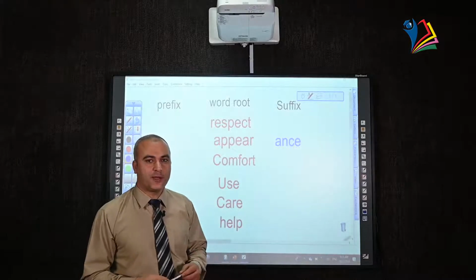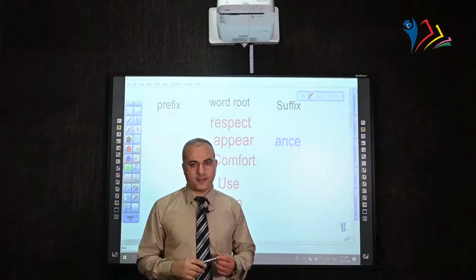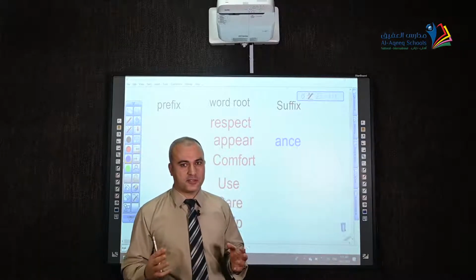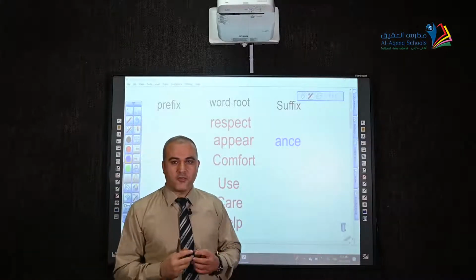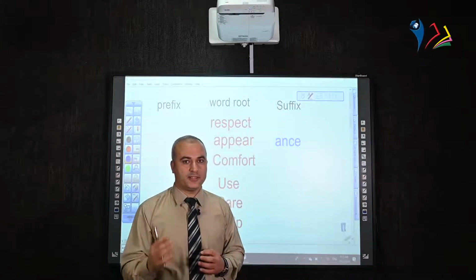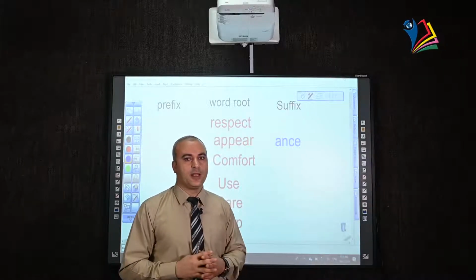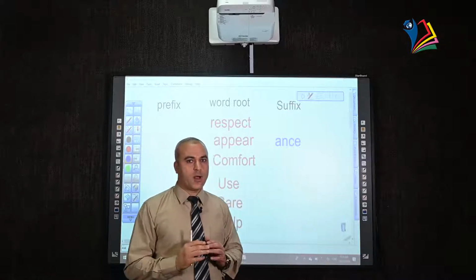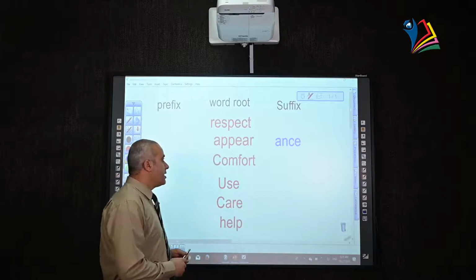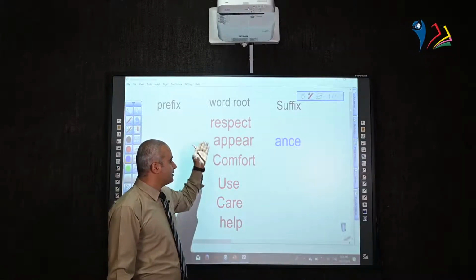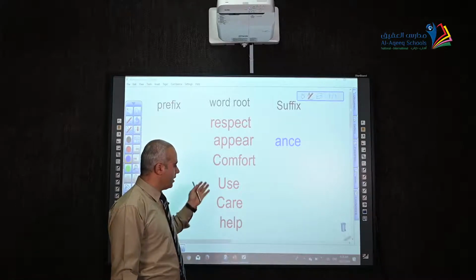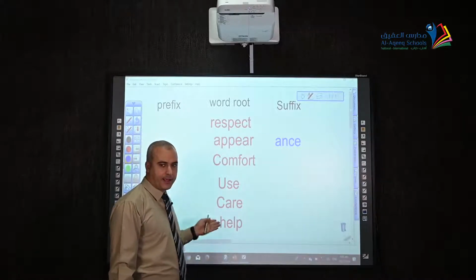Today, I'm gonna talk about negative prefixes and suffixes. But first, we have to identify what prefixes and suffixes are. A prefix is a group of letters joined to the beginning of a word, while a suffix is a group of letters joined to the end of a word. Now let's have a close look at how we add prefixes and suffixes to some word roots. Here are some word roots like respect, appear, comfort. Also, we have use, care, help.